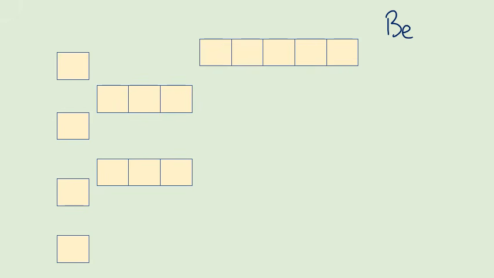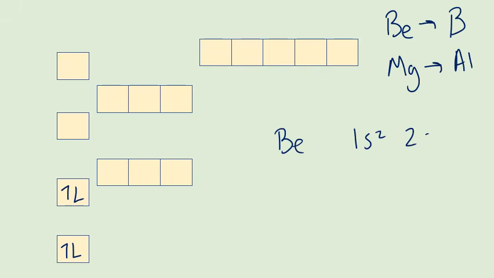Right, let's have a look at why we have a drop from beryllium to boron and why we have a drop from magnesium to aluminium. They are explained in the exact same way. So I'm going to do the electron configuration for beryllium, which has 4 electrons: 1s2, 2s2. Boron, however, has an extra electron and is in fact 1s2, 2s2, 2p1.